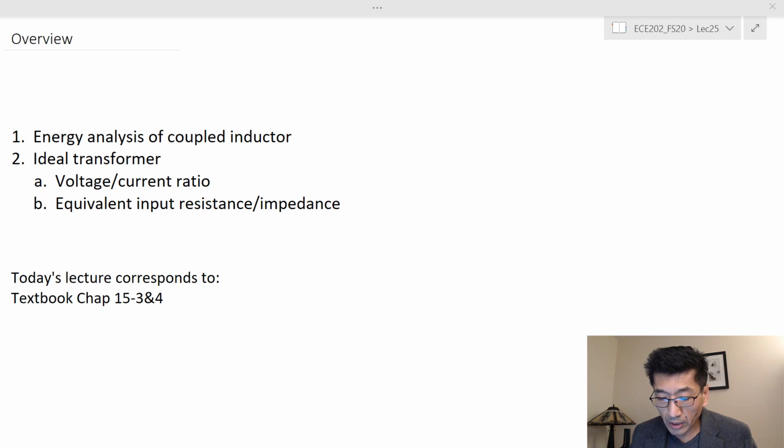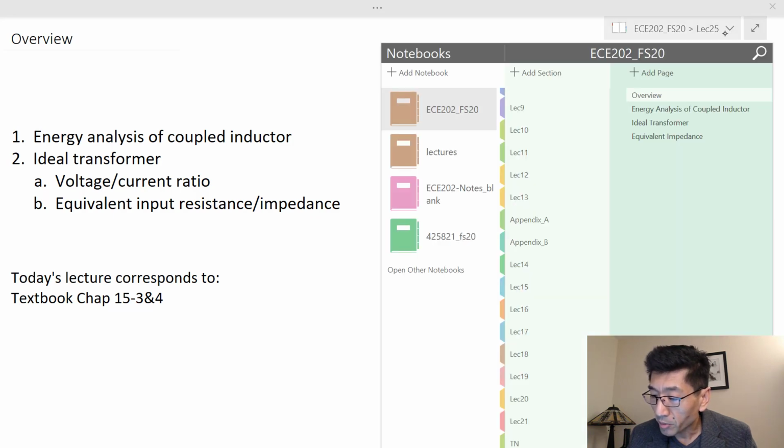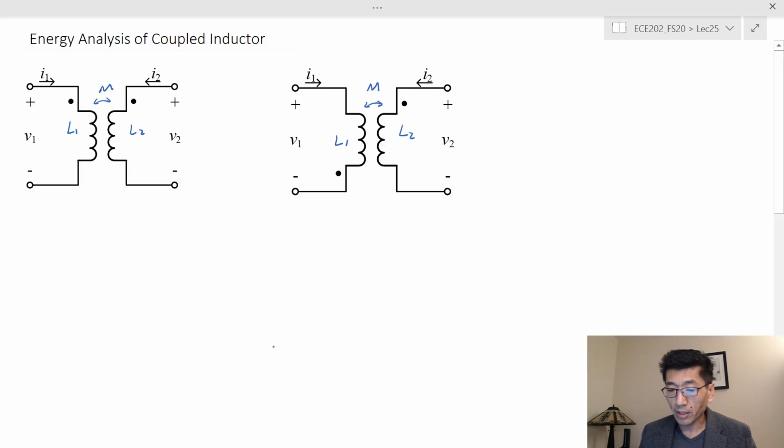So today, the content corresponds to two sections in the text. So each video clip might be a little bit long. I'm planning for 3 video clips, and hopefully we can get through that smoothly. And let's start with the energy analysis for the coupled inductor.